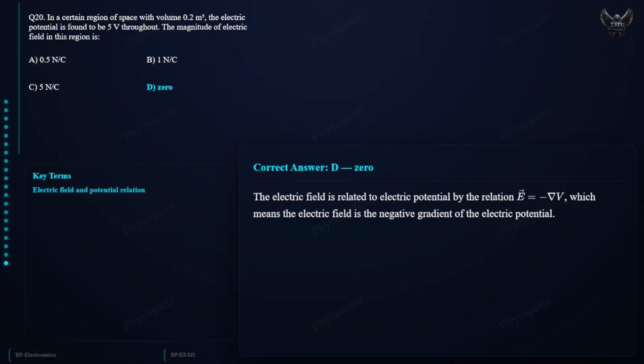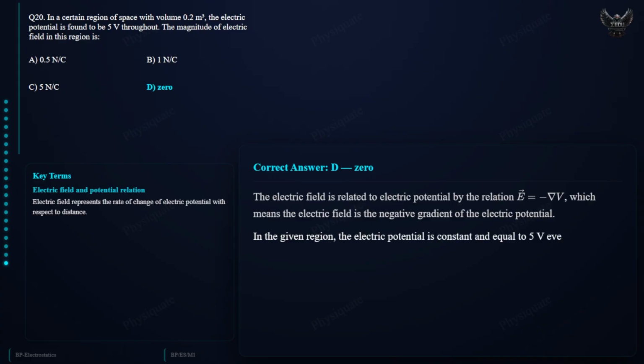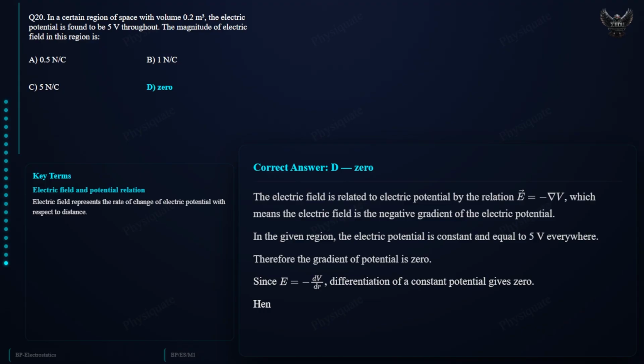Now let us consider the electric field and potential relation. Electric field represents the rate of change of electric potential with respect to distance. In the given region, the electric potential is constant and equal to 5 volt everywhere. Therefore the gradient of potential is 0. Since E equals minus dV divided by dr, differentiation of a constant potential gives 0. Hence the magnitude of the electric field in this region is 0.